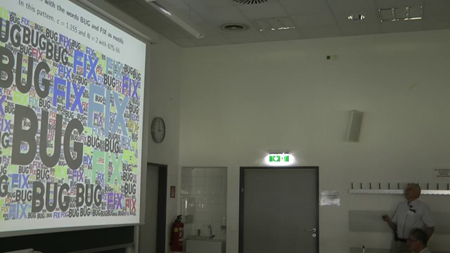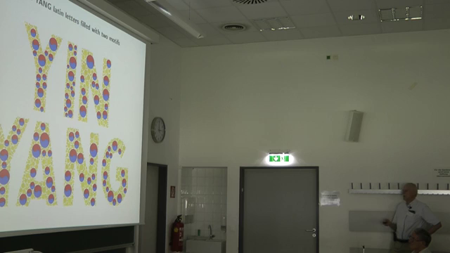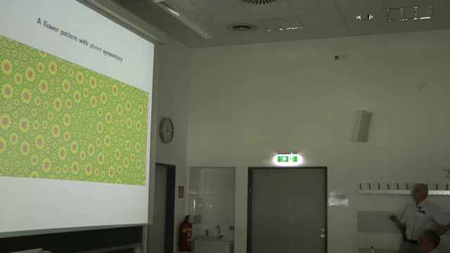Here's an example where the regions are not simply connected, or not connected, or simply connected, and are filled in. This is an example with a wallpaper pattern with more color symmetry. Not color symmetry, but more symmetry.